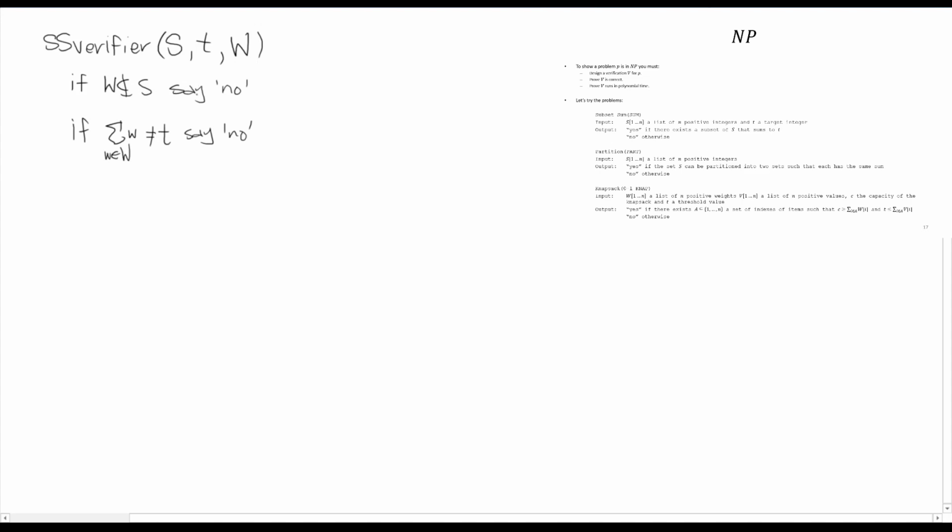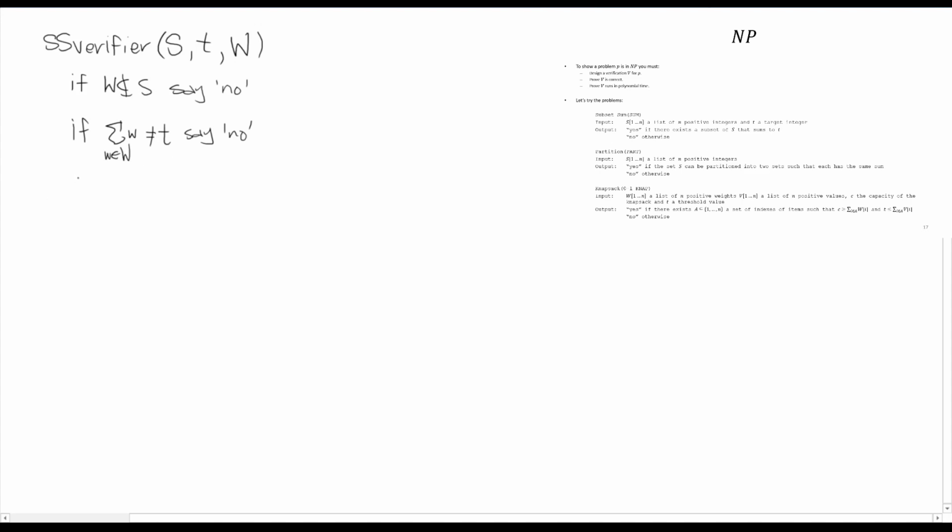What do we know about W if we pass both of these tests? If it passes the first test, we know it's a subset of our set S. If it passes the second test, then we know if we add up all of the elements in W, it must be equal to T. So now what do we know? Putting them together, that means there is a subset, W, of the original set S, that if we add them all up, it adds to T. Well, that's supposed to be our condition for saying yes.